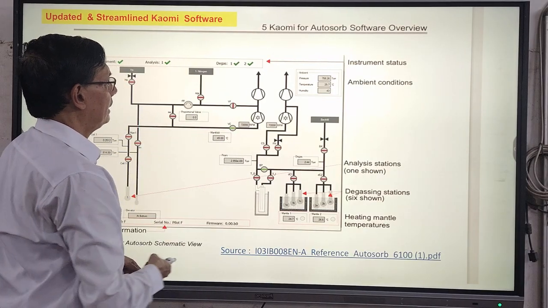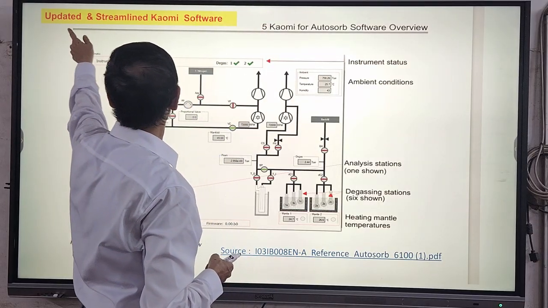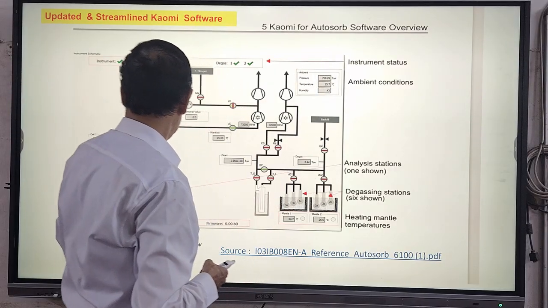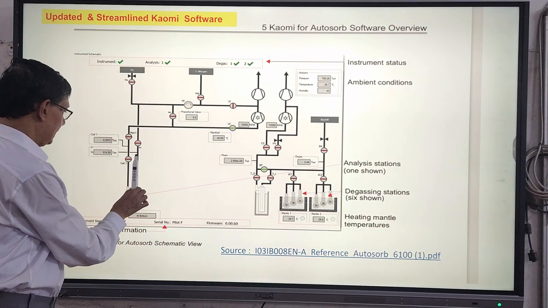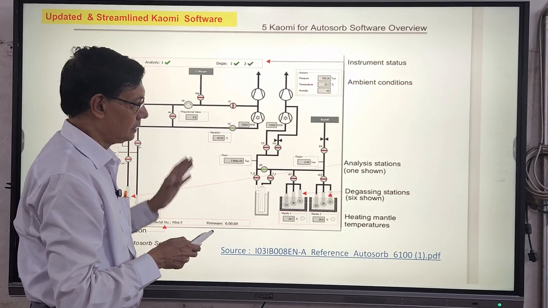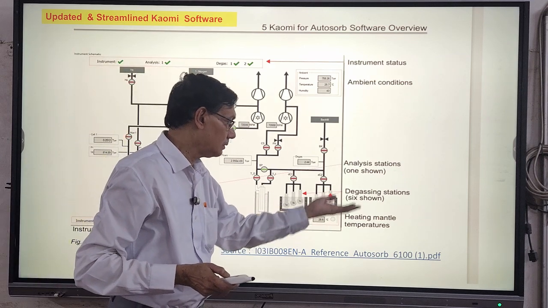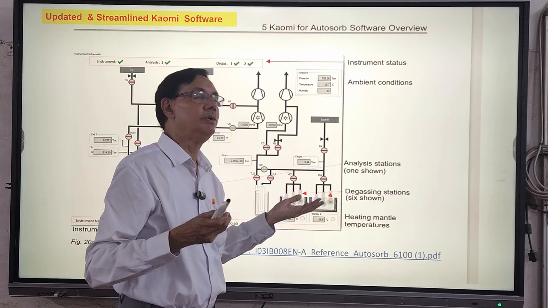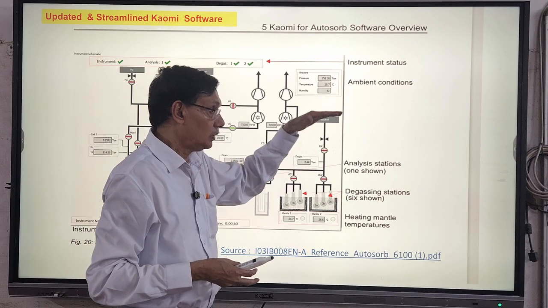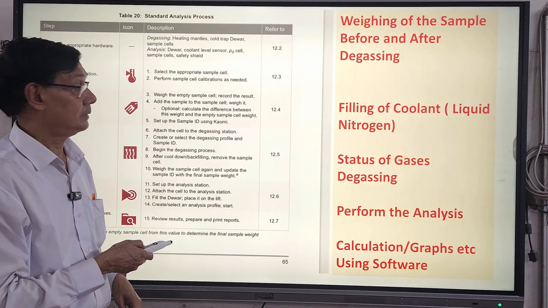Then all types of connectivity, instrument status, and the name of the software, I have already updated and streamlined the software. And this is the analysis station, you see, and that sensor is also there. This is the tube. I'll show you when we do the experiment. It's a very simple experiment, but of course very, very time consuming, because when we degas, the temperature may be 250 degrees centigrade, and we can go up to 450 degrees centigrade. So in order to cool down the system, we have to wait for at least 2 hours.